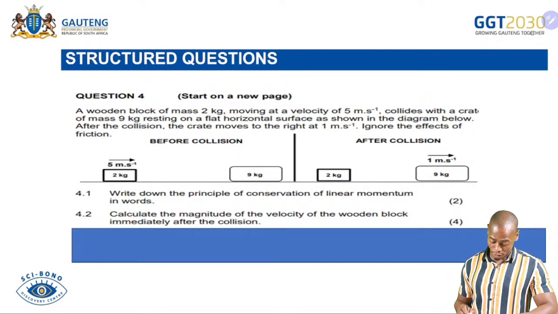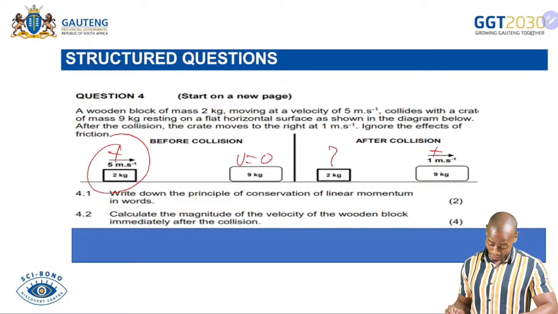Okay, a wooden block of mass 2 kilograms moving at a velocity collides. Okay, so this is the wooden block. It is moving to the right. So let's take right as positive. So this will be positive. This one is stationary, so initial velocity will be 0. And then we don't have the velocity of the wooden block afterward, after collision. So we don't have the final velocity here, but we have the final velocity for the crate, which is 9 kilograms.